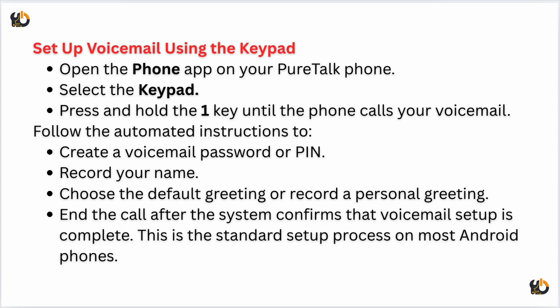First, create a voicemail password or PIN, then record your name. Now choose the default greeting or record a personal greeting. Then end the call after the system confirms that voicemail setup is complete. This is the standard setup process on most Android phones.